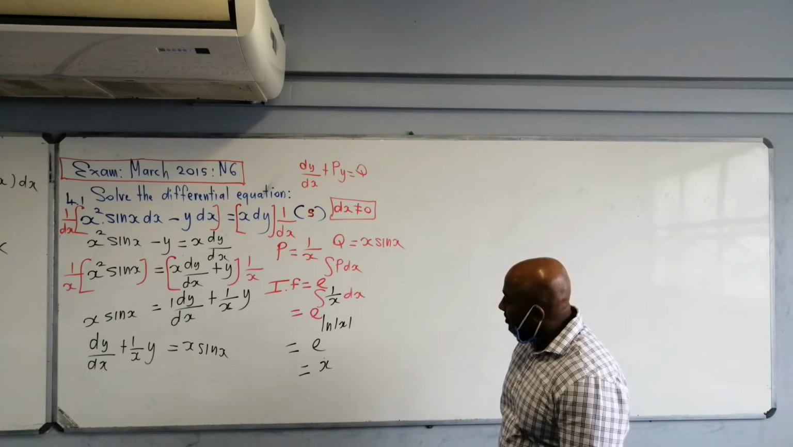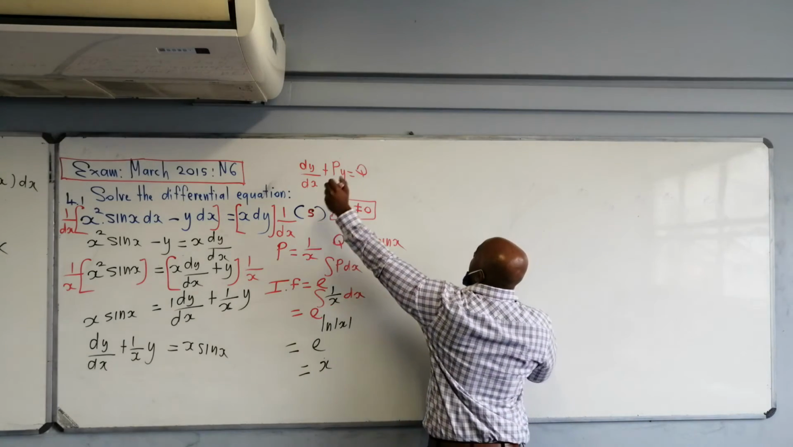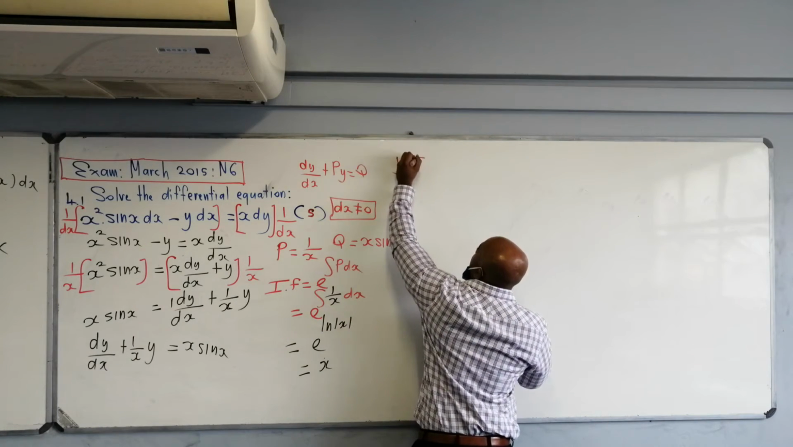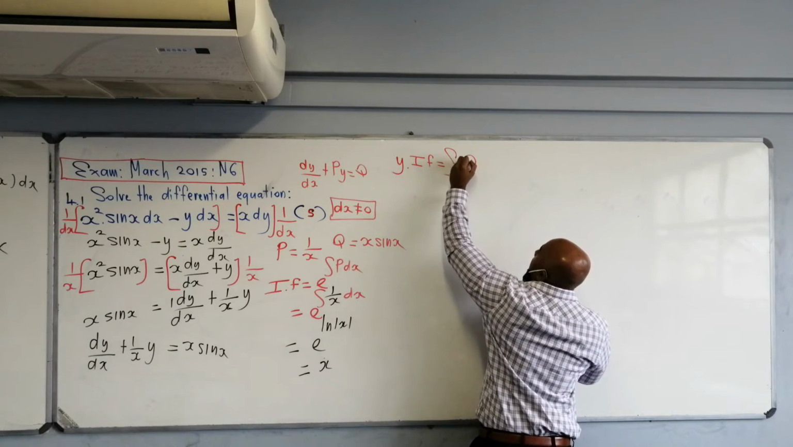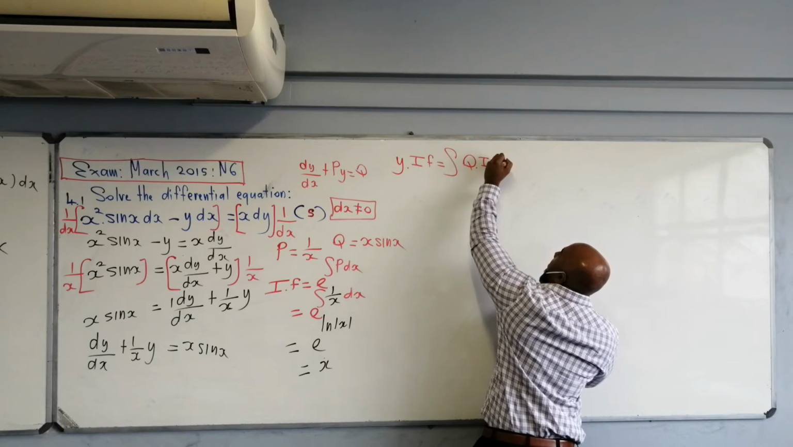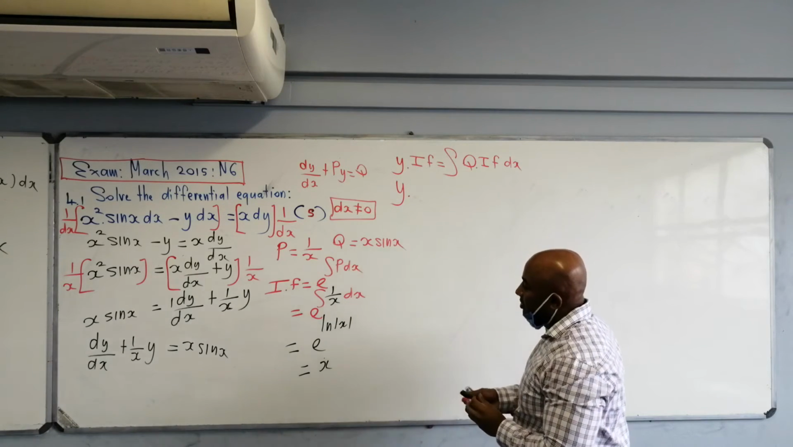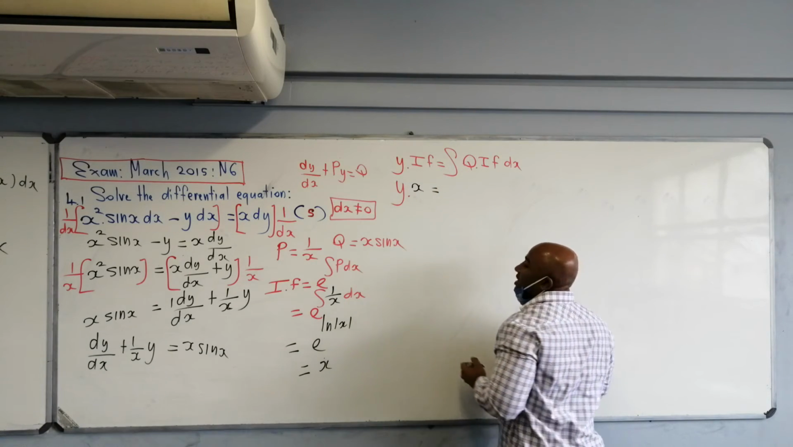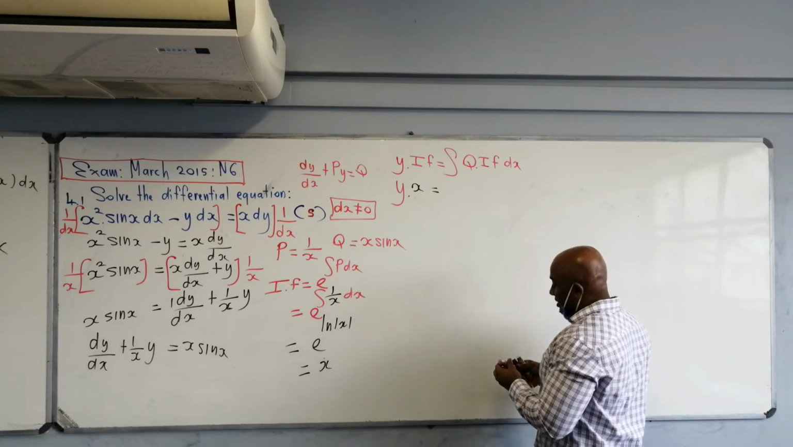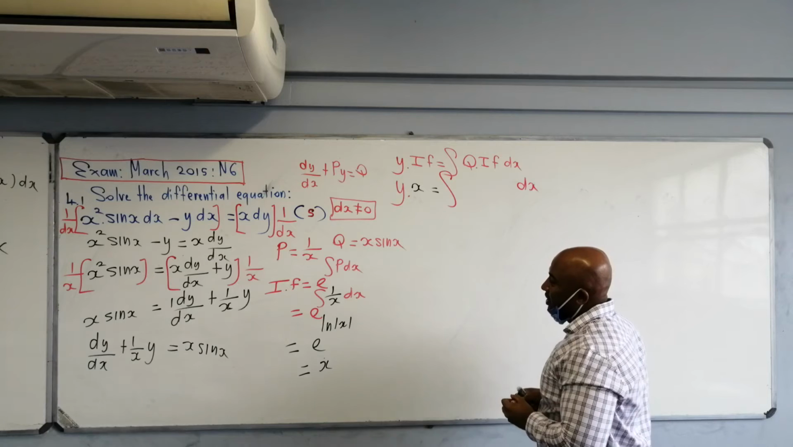Right, so now let's see what's going to happen. The next step is y times your integrating factor is equal to the integral of q times your integrating factor dx. So y times my integrating factor, x, is equal to the integral of q. What was my q?